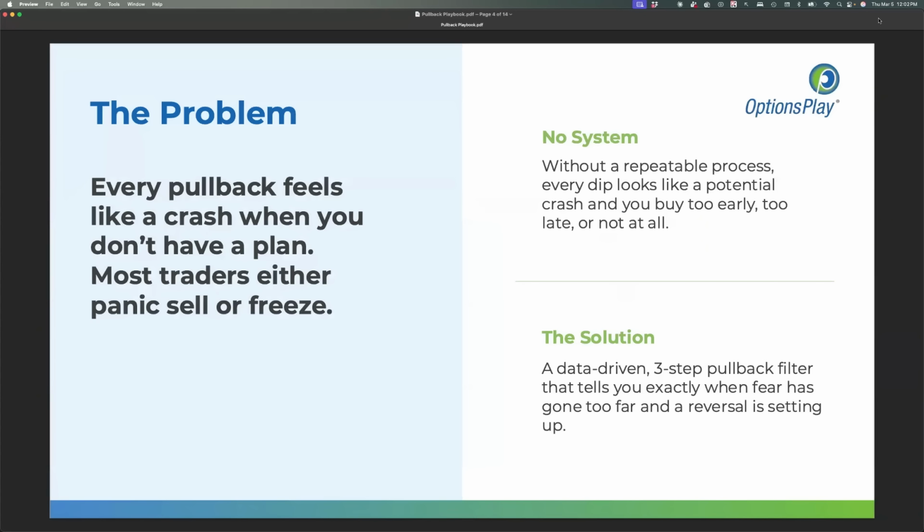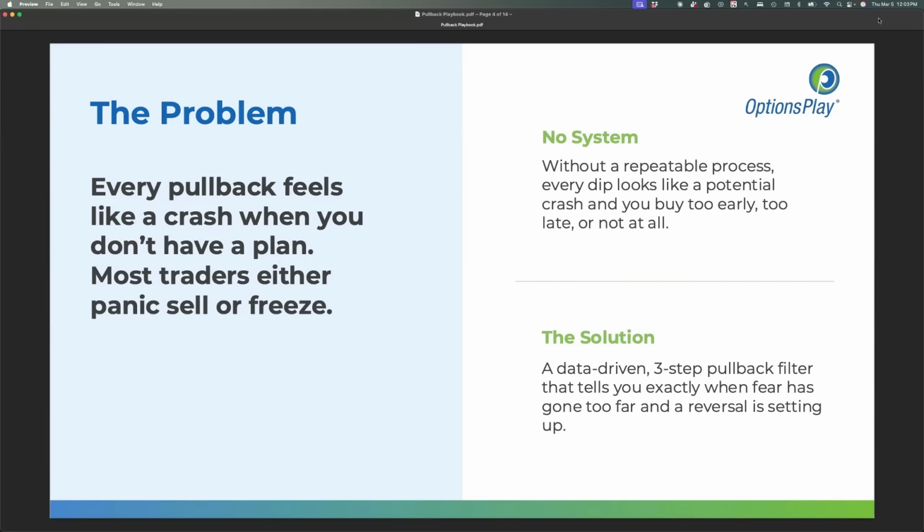So the problem is that every single pullback feels like a bit of a crash, as to how far it is going to pull back, how violent it is, and when you don't have a plan, you generally freeze up or you panic and you sell in that type of volatility. And this is really because most traders don't have a particular process for how to manage each dip and think about whether or not it is time to be a buyer of equities or a buyer of a specific underlying when things start to hit the fan.